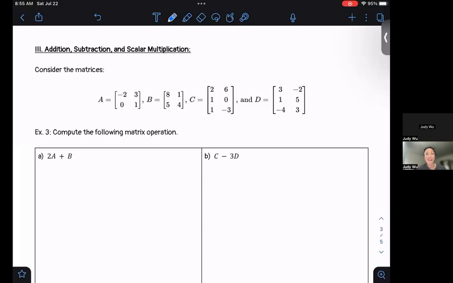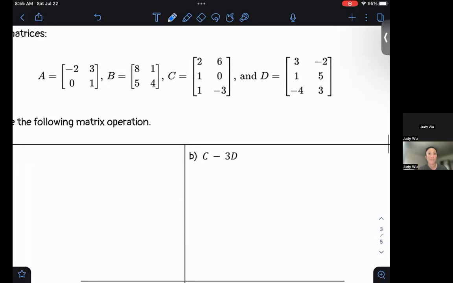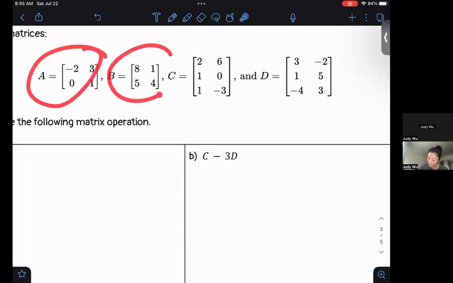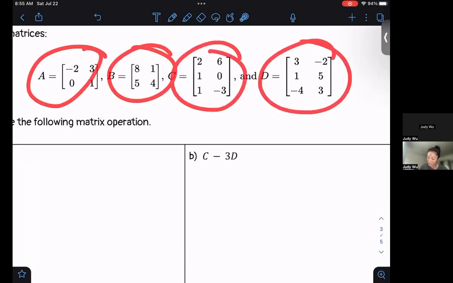Hi folks, welcome back to 9.5 matrices and matrix operations. In this video, we're going to take a look at addition, subtraction, and scalar multiplication, okay? So suppose we have the following matrices. We have A, we have B, we have C, and we have D.